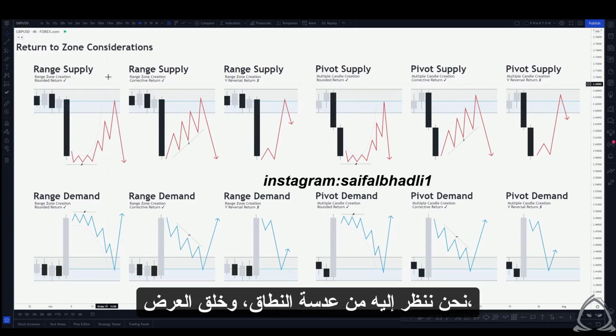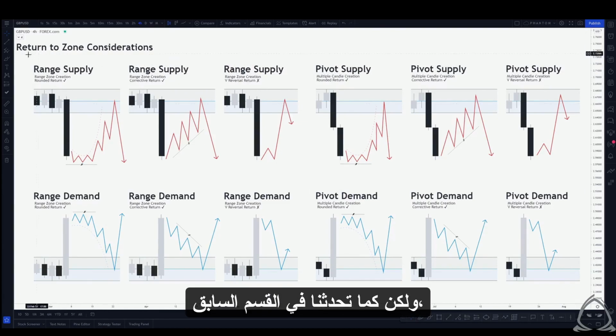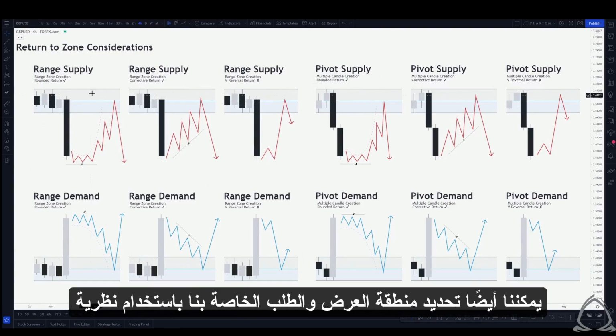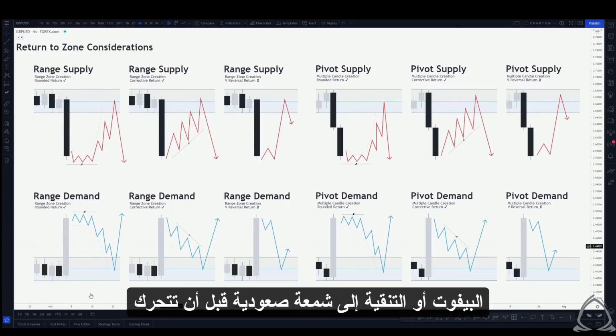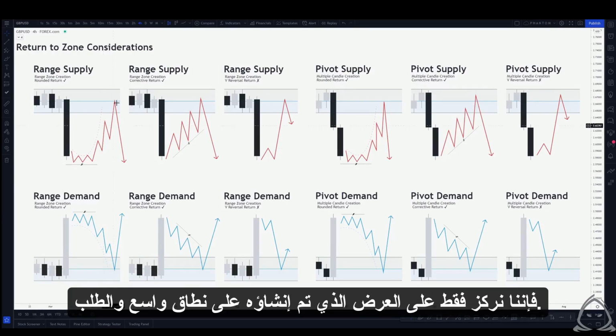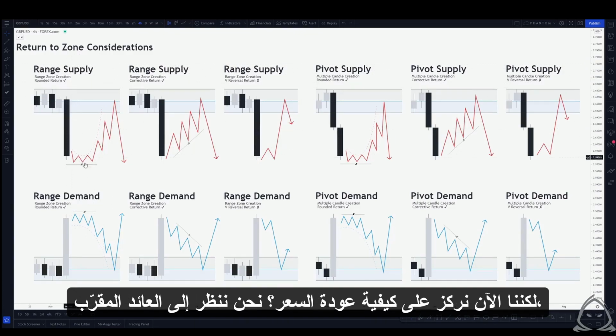Again, we're looking at it from the lens of range created supply and demand and pivot created supply and demand. But as we spoke about in the previous section, even if it is range created supply or demand, we can also map out our zone using the pivot theory, or refining to a bullish candle before that down move or a bearish candle before that up move. So when we're focusing on range created supply and demand, however you map the supply zone in question is up to you at this point, but now we're focusing on how price returns.